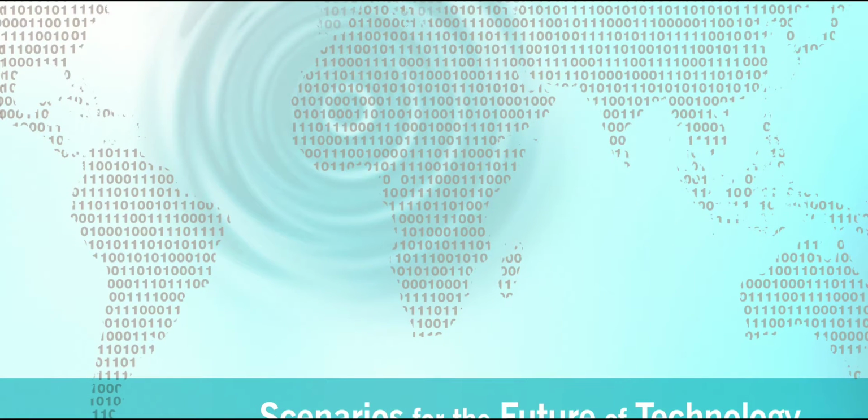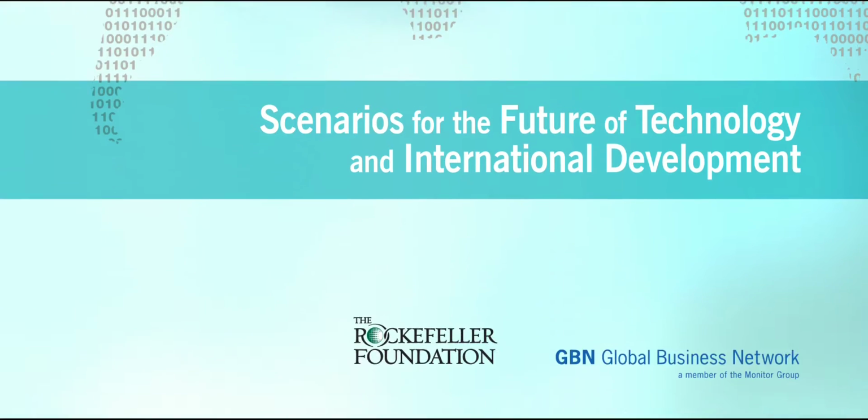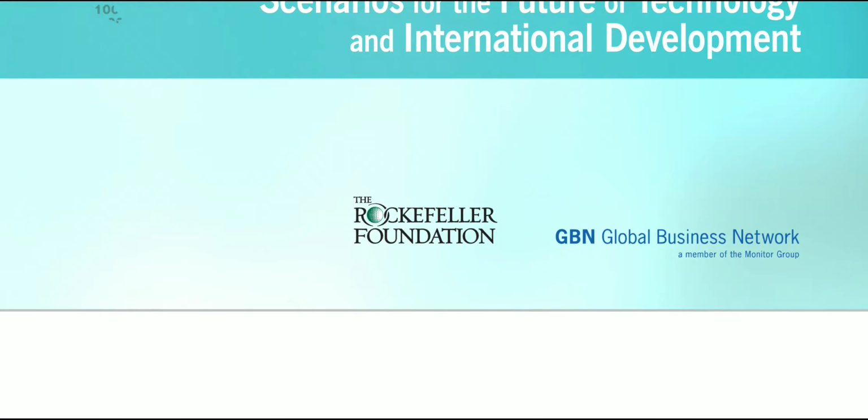First of all, this document is called Scenarios for the Future of Technology and International Development, made by the Rockefeller Foundation. We'll scroll down a little bit, and you see this report was produced by the Rockefeller Foundation and Global Business Network in May 2010. That's when they created this, in May of 2010.